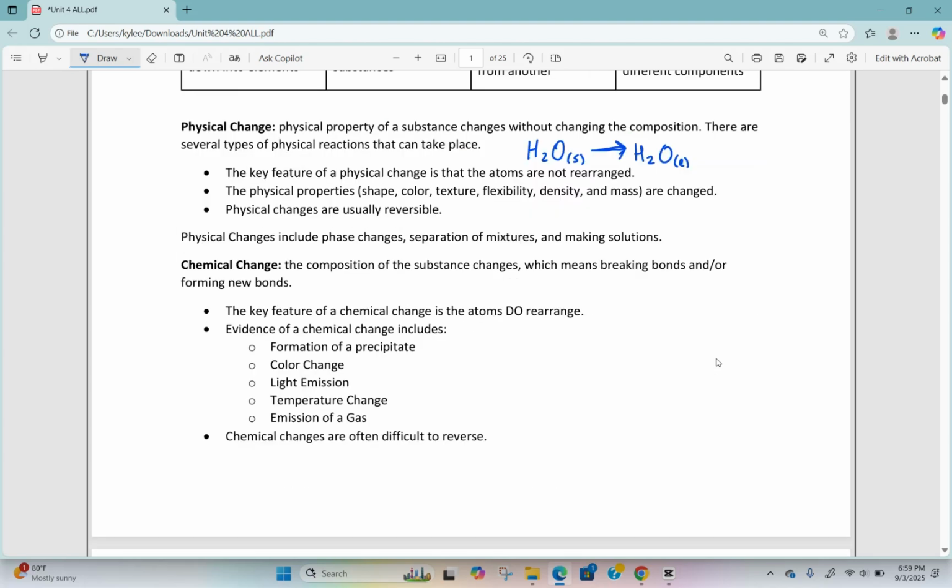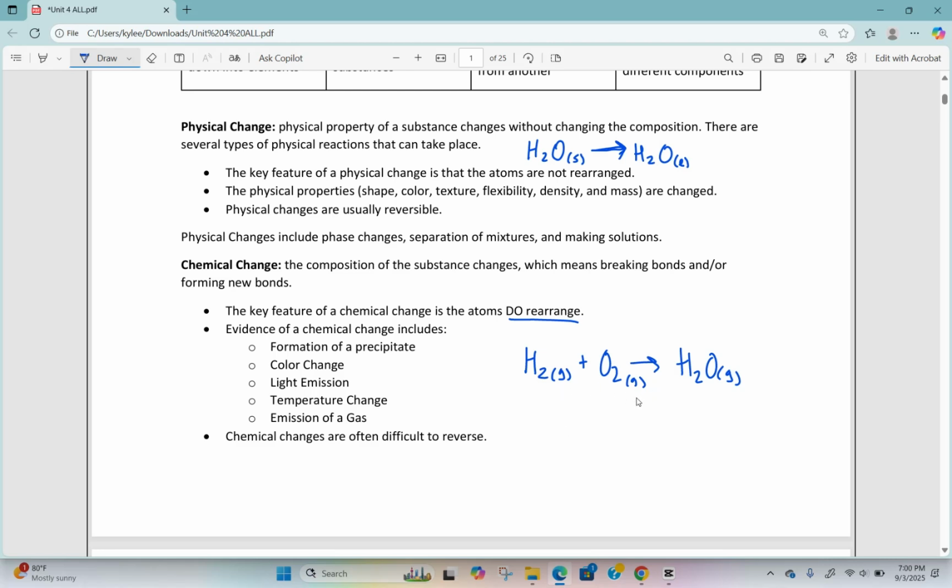If we compare that to a chemical change though, the composition of the substance changes, which means old bonds are broken and new bonds are formed. And the key feature is that atoms do rearrange. So for example, if I had hydrogen gas plus oxygen gas forming water, this would be an example of something chemical, because notice that on the left and the right, we have different atoms and we have different substances. On the right hand side, we created water, but on the left hand side, we have just hydrogen and oxygen.